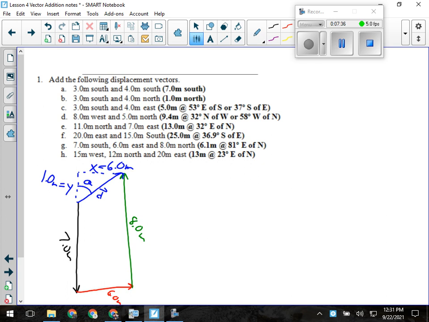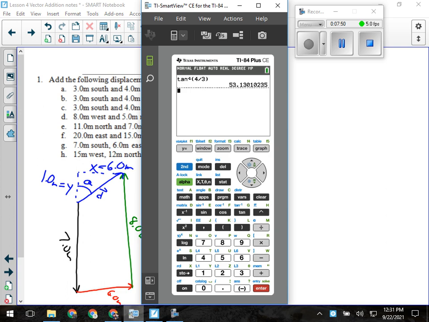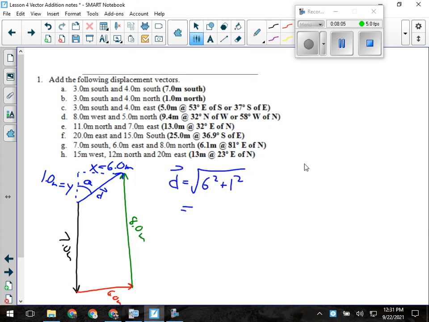All right, so if I'm wanting to find D, okay, D is going to be 6 squared plus 1 squared. Okay, so the square root of 37. Alright, so we got 6.1 for our displacement there. 6.1 meters, and then I need the direction.